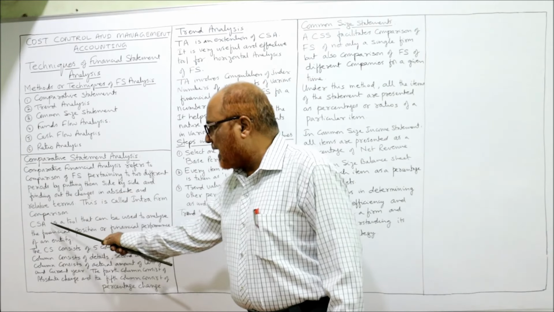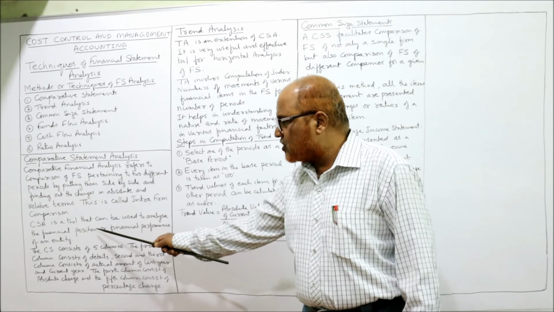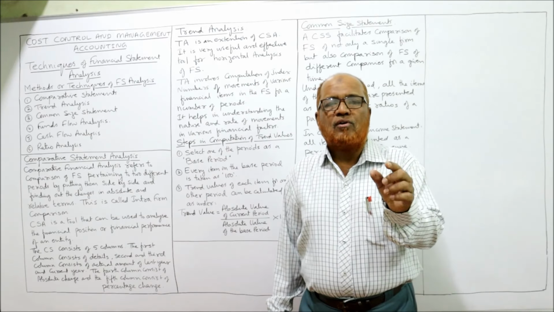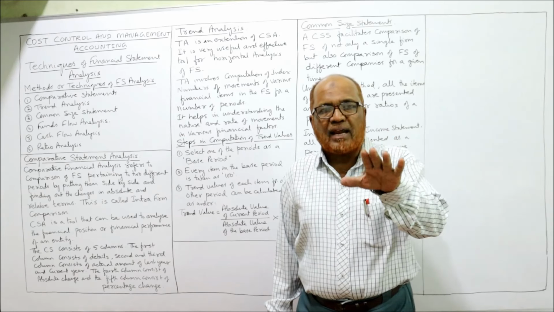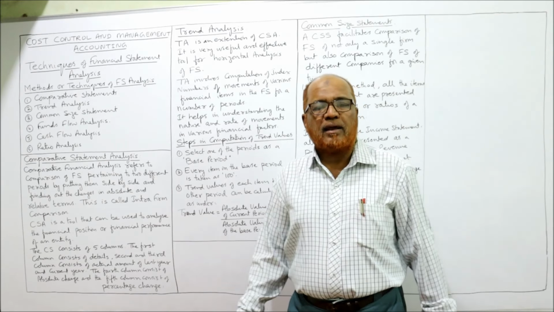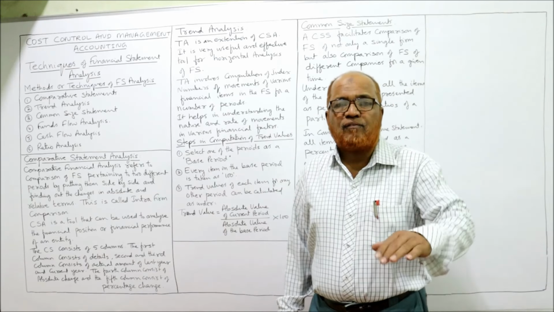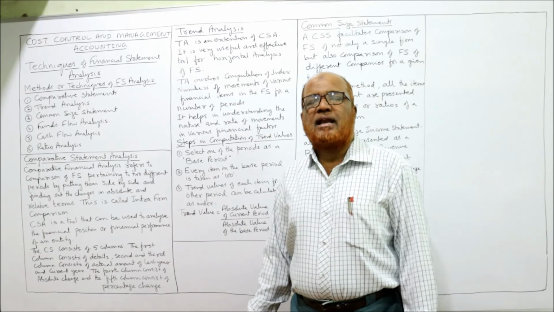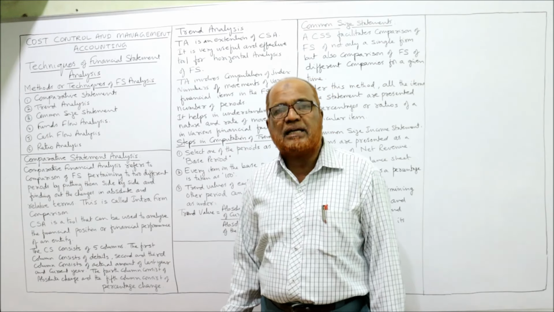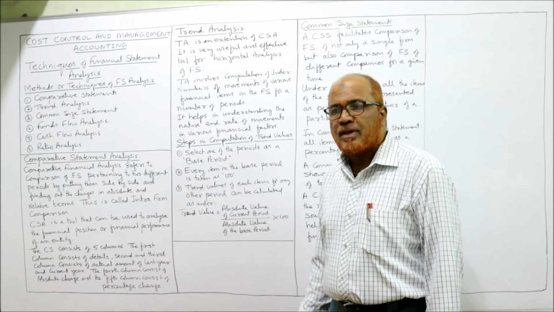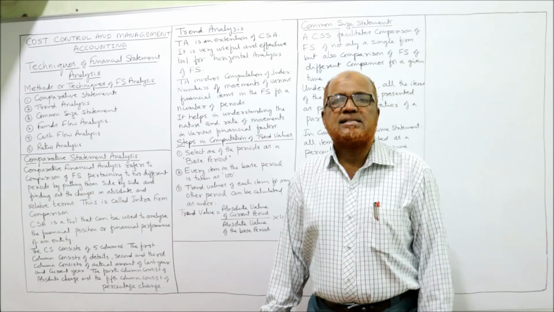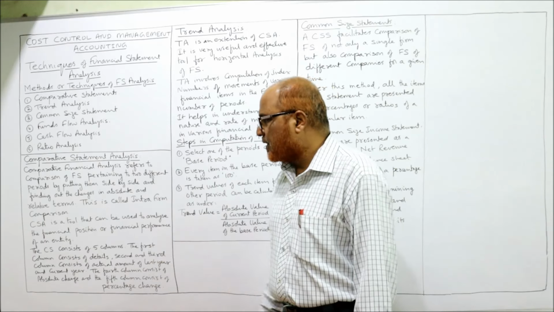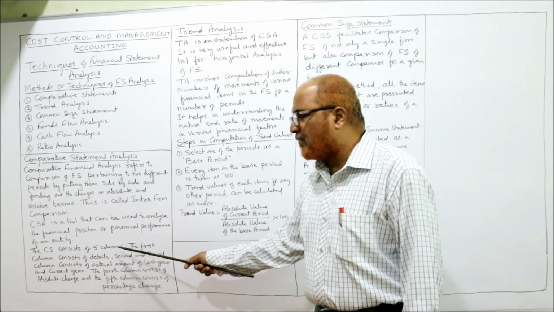Comparative statement analysis is a tool that can be used to analyze the financial position or financial performance of an entity. Performance means profitability. So we can make the comparative statement analysis by comparing the profitability, that is comparison of financial performance. And position. Position means assets and liabilities. What are the changes in the assets and liabilities? That is financial position.